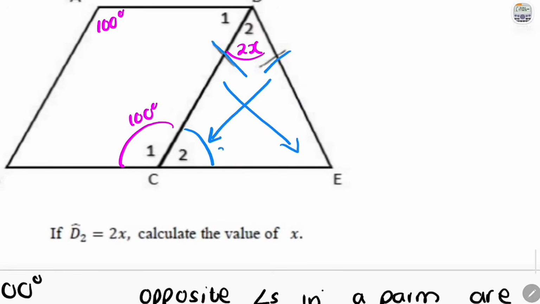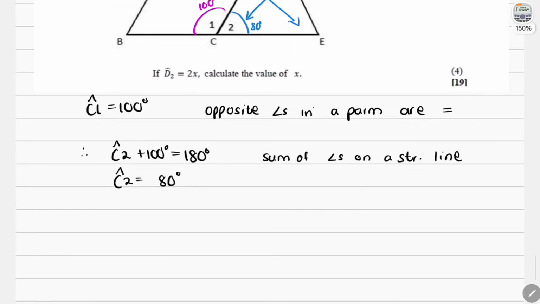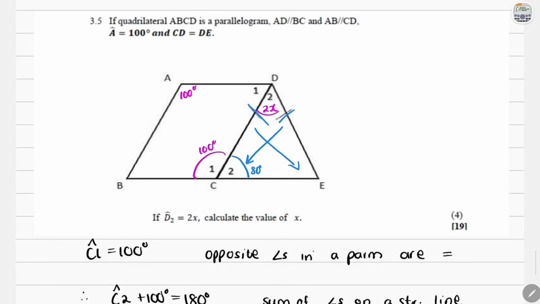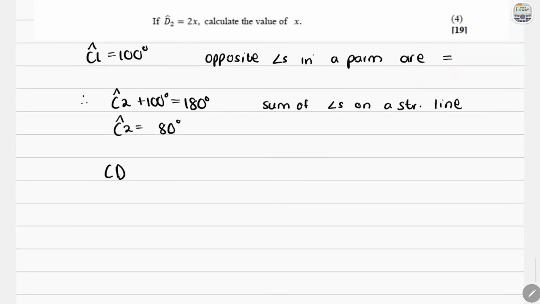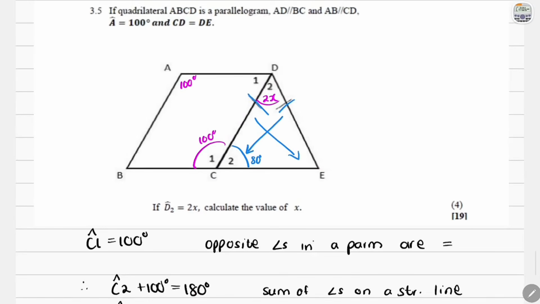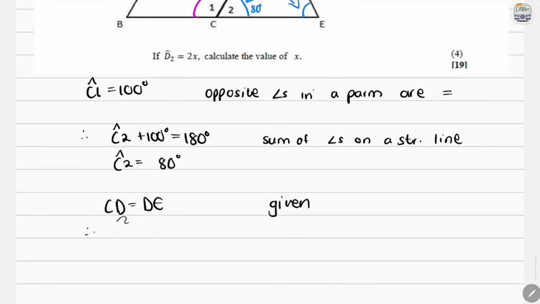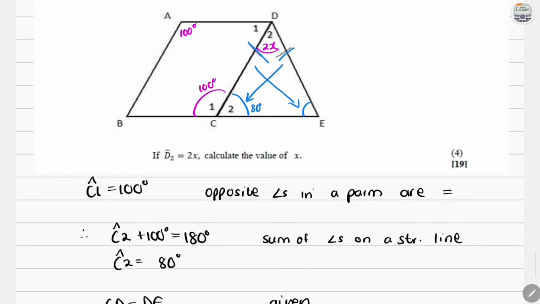This is 80 degrees. And they gave us that these two were already equal. So I'm just going to state them down first, to tell them that I know that CD equals DE. So CD equals DE, and this has already been given. And so because they are equal, it means that angle C2 is equal to angle E. So angle E is equal to angle C2. Therefore, angle E is equal to 80 degrees as well. And the reason for them being equal is because the angles opposite the equal sides are equal.